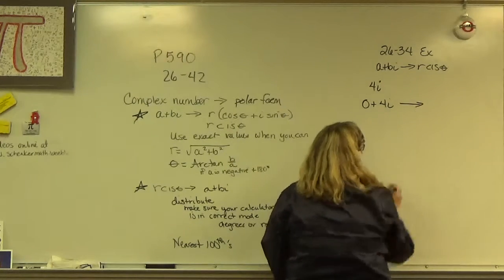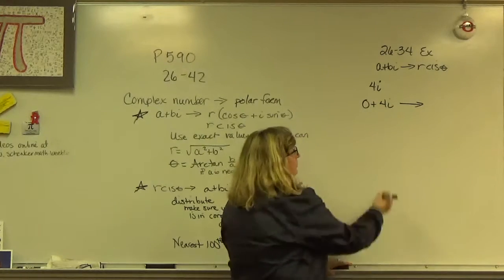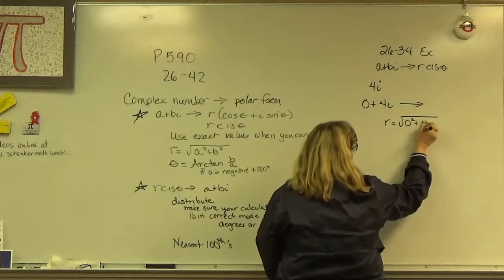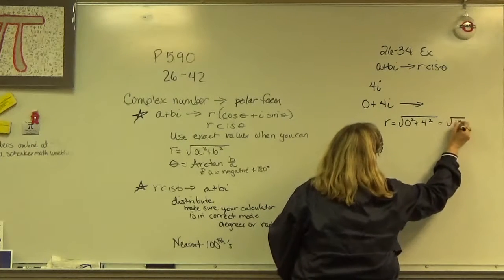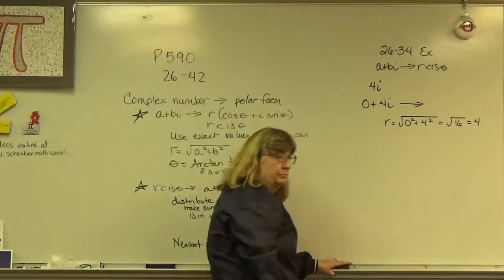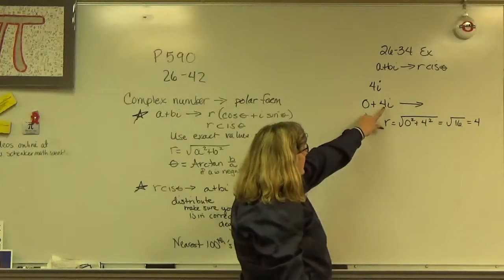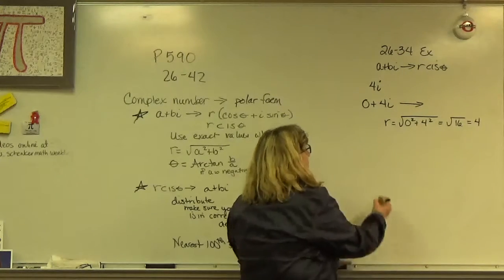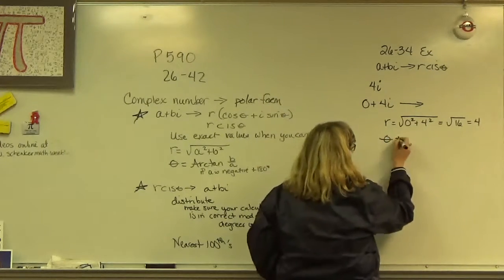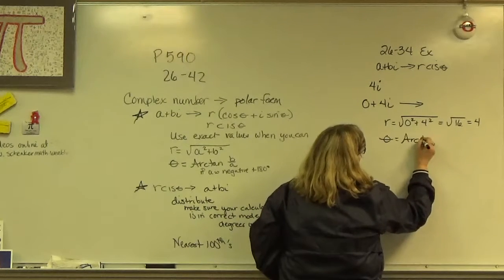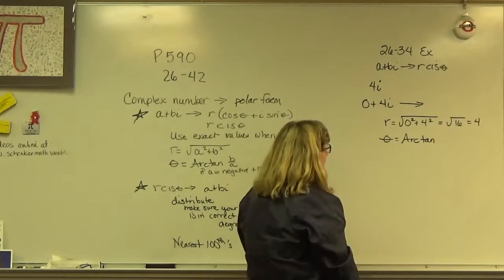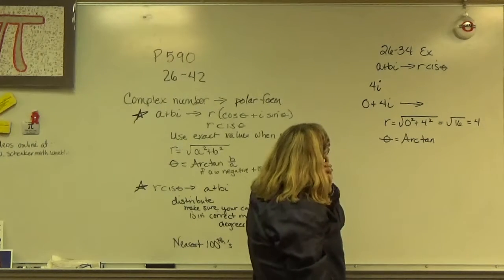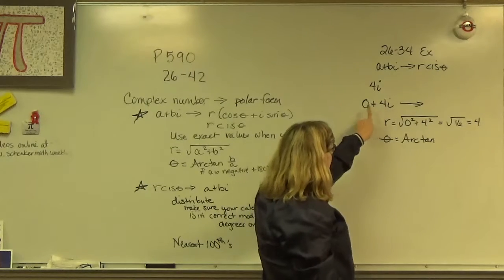We want to change it, so what's the formula we use? r equals the square root of a squared plus b squared. This is the a, this is the b. So it should be 4. Now, theta, you guys need your calculators. Arctangent. So we don't do 4i, we just do 4? 4. r is just 4. The i comes on the next part. Arctangent of b divided by a.